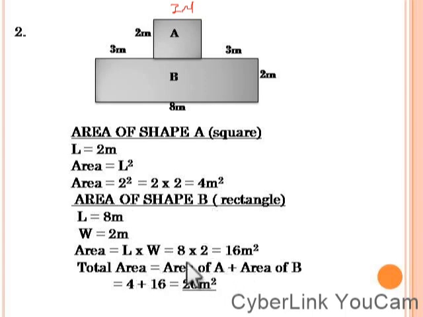Then the total area, that means finding the overall area of this shape. That will give us area of A plus area of B, which is 4 plus 16, as we have gotten the answers here, which will give us 20 meters squared. So this is the end of the lesson for today. And let's have a quick look at the summary of the whole thing that we've been able to discuss today.